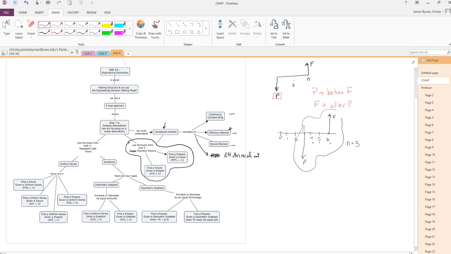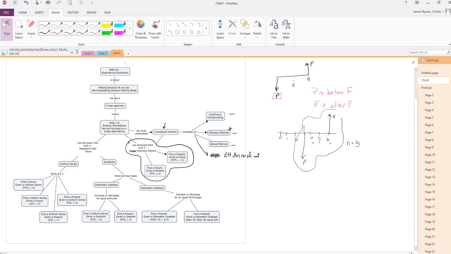Now we got to kind of expand our thinking. We don't always sit here at time 0, right? We can be saying, oh, 3 years down in the future, I'm going to invest $3,000 and pull it out 2 years later. Okay, so in that situation, the P is at year 3, the F is at year 5. So that's where we've been, P's and F's.